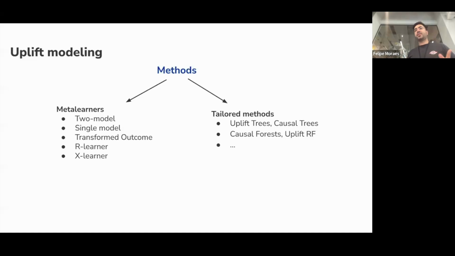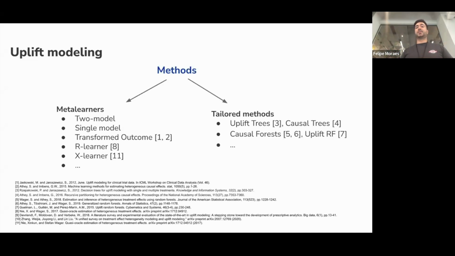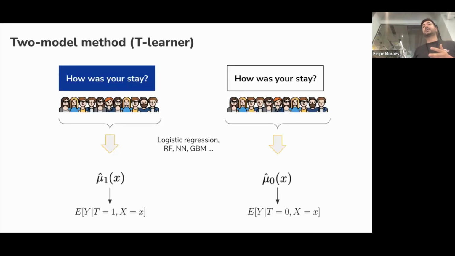There are many methods in uplift modeling. Most of them are classified into meta-learners and tailored methods. The resources for these methods are here. I put them on these slides, but they're also in the tutorial proposal. In this presentation, we're going to go over a few of them, the basic methods. And Hugo is going to tell us more about constrained uplift modeling, which are additional methods to these uplift modeling techniques. I'm going to start with what we call the T-learner, which comes from the two-model method.